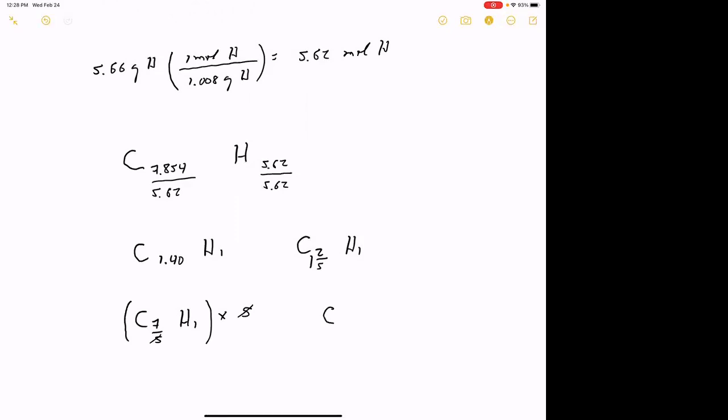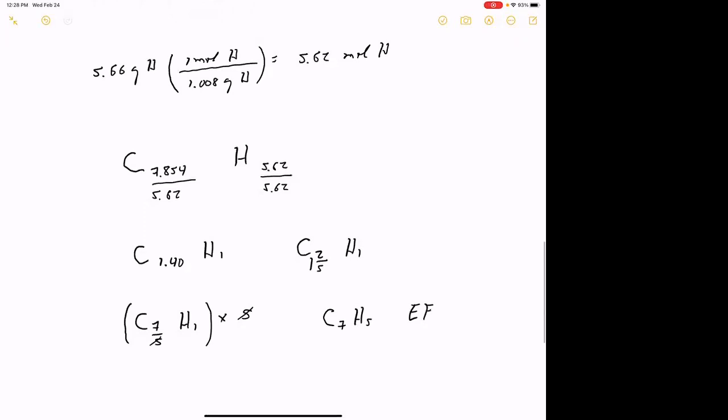So that's going to give me C7H5. Okay. So that's actually going to be my empirical formula. So I'll put EF by that for empirical formula. So that's the simplest mathematical reduction of the actual or molecular formula that I have. So that's part 1. Now part 2 says, how do I get from the empirical formula to the actual or molecular formula? Okay, and here's how I do it.